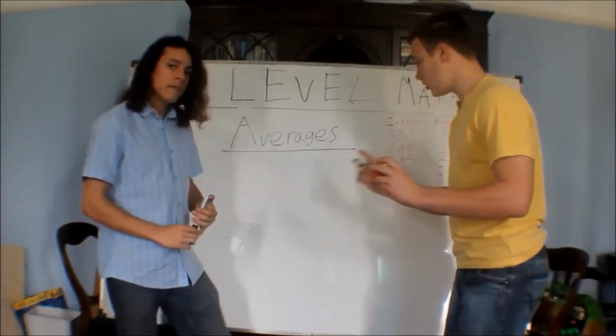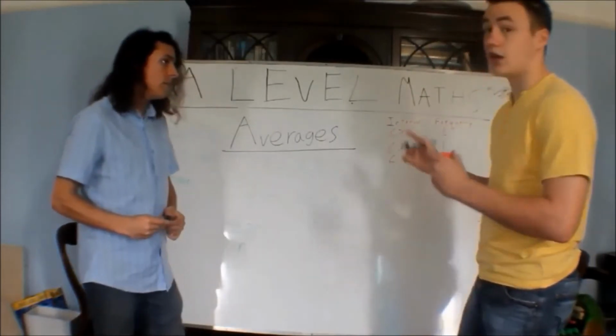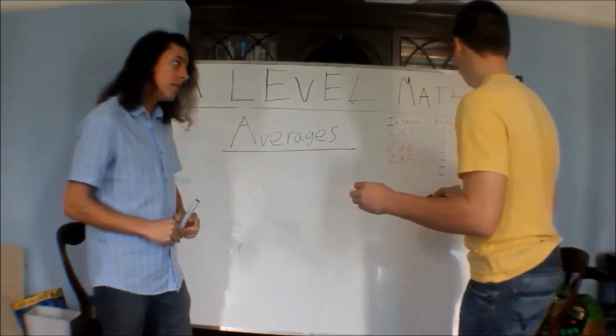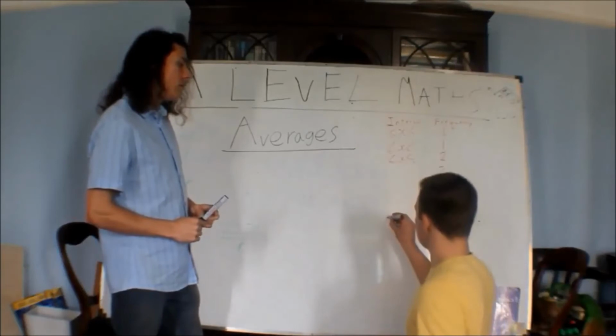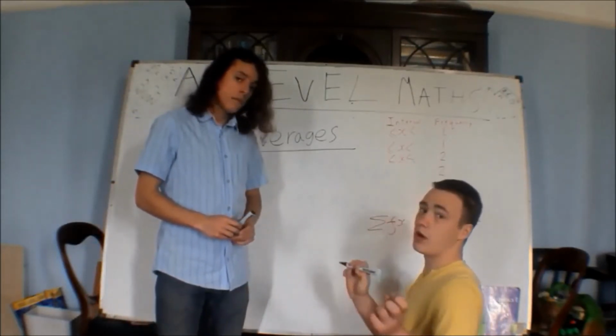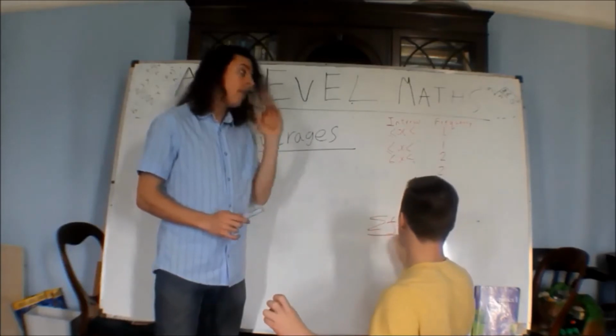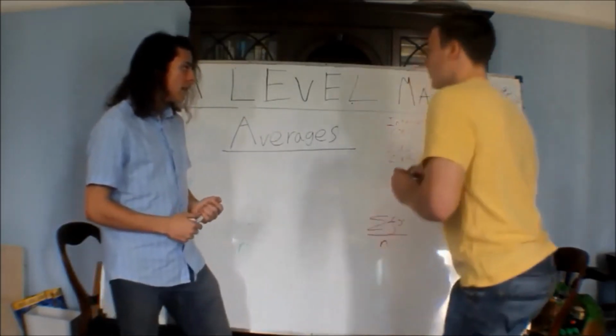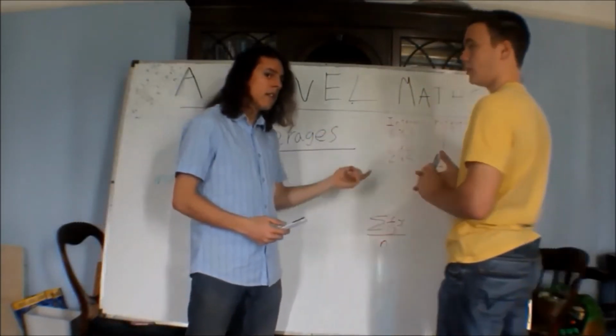And then what you do for working out the mean, and this should be another revision from GCSE, you do sigma f times x, the sum of f times x, divided by n. Which makes sense, because the frequency is how many times it turns up.